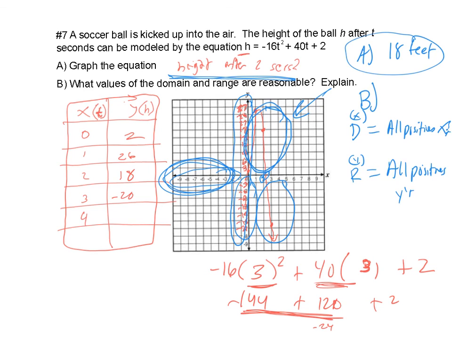So notice 18 feet. And then for letter B, put D for domain. Domain means your x values, okay? All the positive x values are the only ones that make sense. And the range, your R, stands for the y values. Only the positive y values make sense because a ball can't travel below the ground. Hopefully that makes some sense. If not, we'll keep working on ones like that in future lessons, okay?